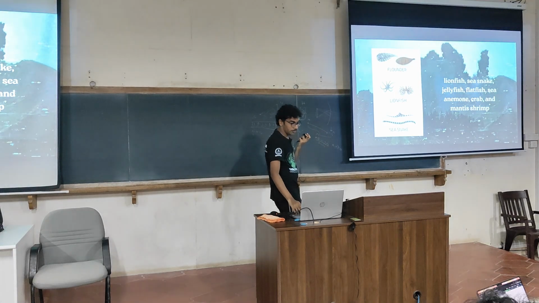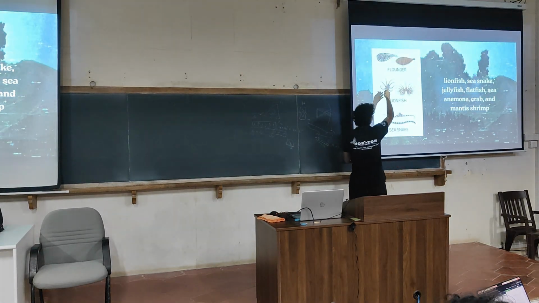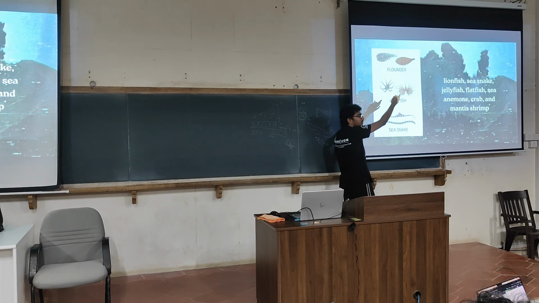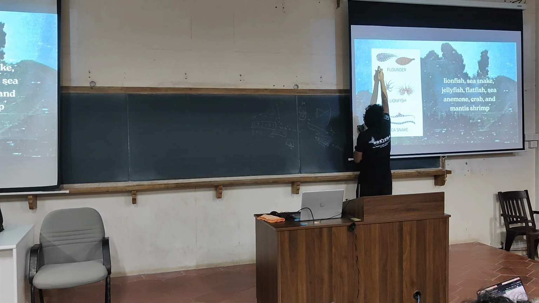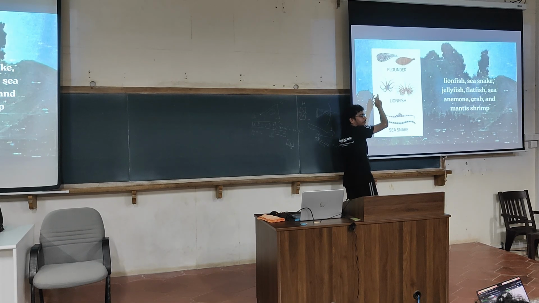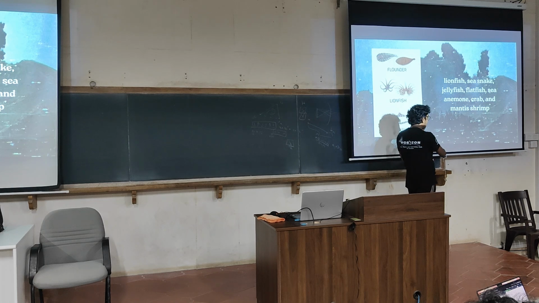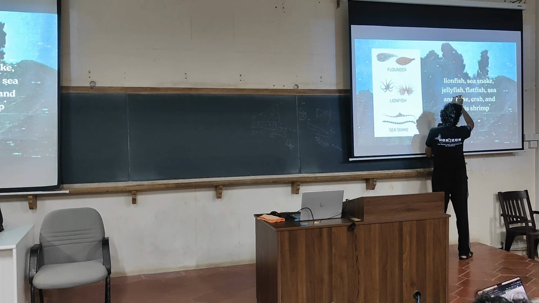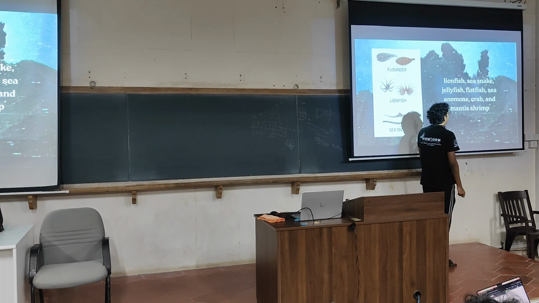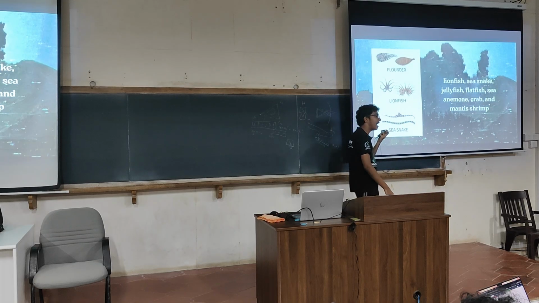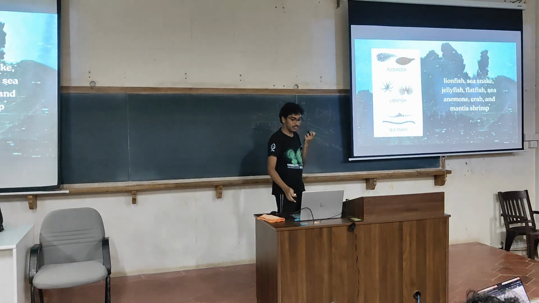So if you see here, these are the various mimics that are done by the octopus. It can mimic a flounder. Flounder is a predatory organism. When the octopus makes this shape, a flounder would think that this is another flounder and it will not eat it. So this is an octopus mimicking a sea snake. When it mimics a sea snake, the other fishes won't attack the octopus. So these are the various mimics made by the octopus, like a lionfish, sea snake, jellyfish, flatfish, sea anemone, crab and mantis shrimp. So many mimics.